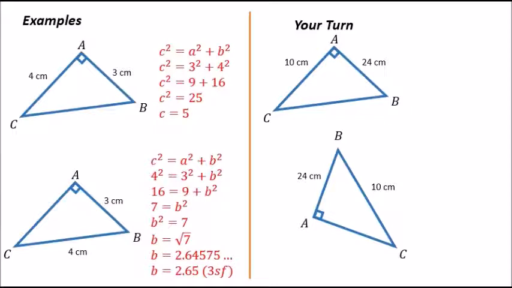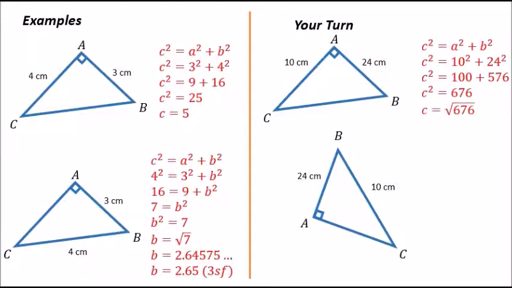Alright, so what we should have got was, we're using Pythagoras' theorem again. So c squared is 10 squared plus 24 squared, because 10 and 24 are the shorter sides. So c squared is 100 plus 576. C squared is 676. And c equals, therefore, the square root of 676. So c equals 26.